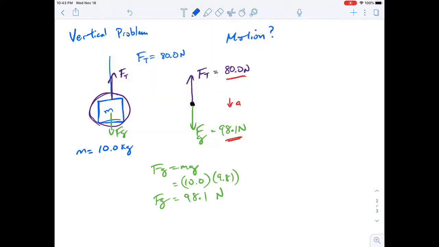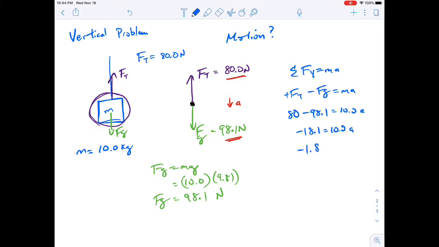Well, we can do the formula. We know the summation of the forces in the y direction equals ma. We happen to know that there's a positive tension, because again, we typically make up positive. And we have our gravity acting downward. And we know that's equal to, again, ma. Those forces will be related to that mass and acceleration. So 80 minus 98.1 equals 10.0 a. And if I do the subtraction, I will get negative 18.1 equals 10.0 a.